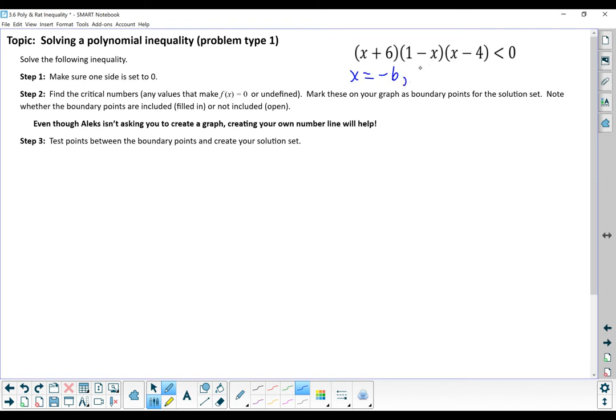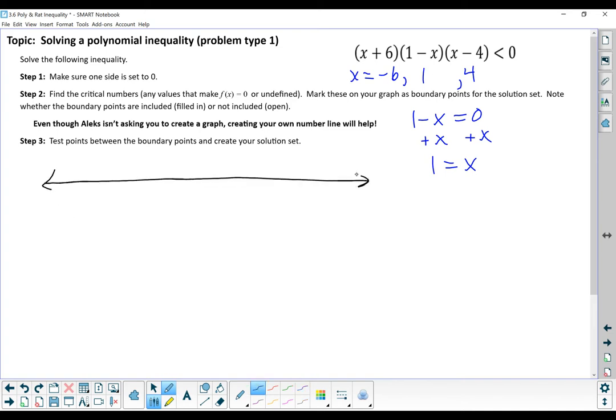Now this one's a little tricky. The last one is 4. If you have something like this factor in the middle and you aren't sure, remember that we are just setting that factor equal to 0 and solving it. So this is x equals 1 for our critical number. So we found our critical numbers, our boundary points. They occur at -6, 1, and 4.